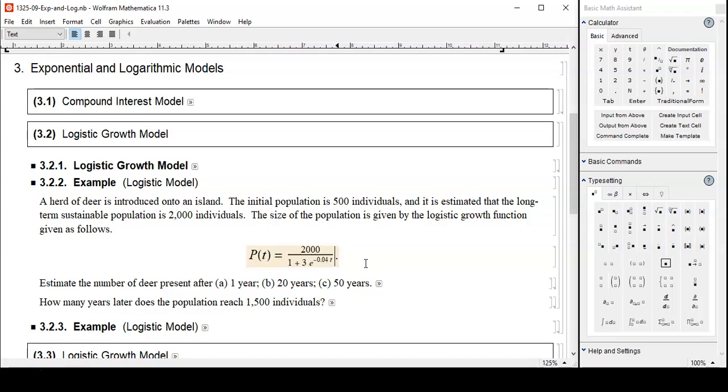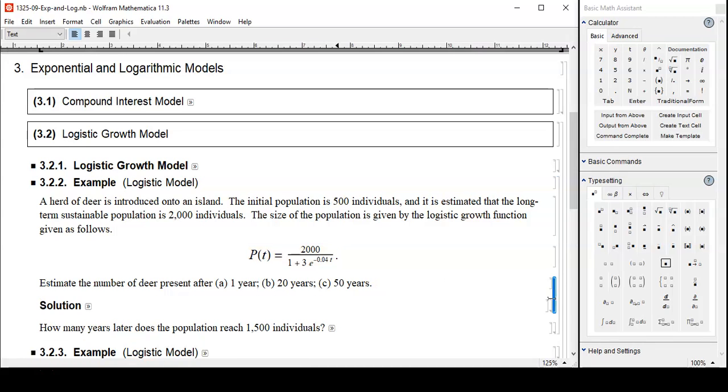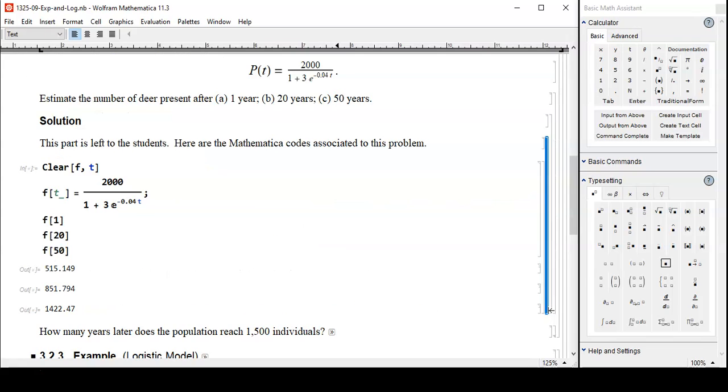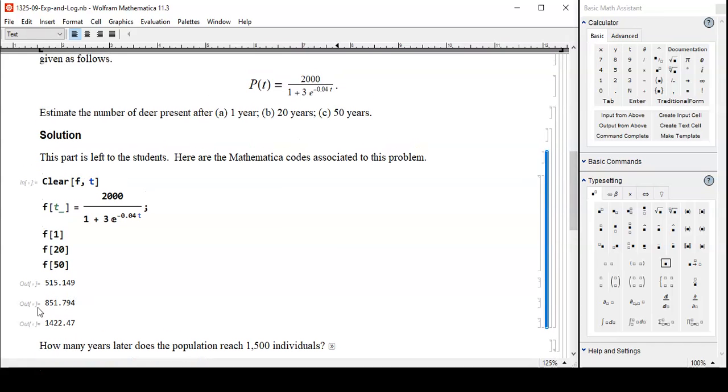We have this model, and then plug in t equals 1, t equals 20, t equals 50, and then run your calculation. If you do it right, you're going to get these. So 1 year later, 515 point something. 20 years later, 851 something. And then 50 years later, 1,400 and something.